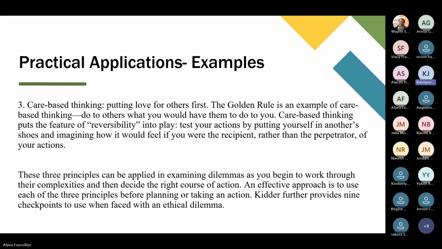So care-based thinking puts the feature of reversibility into play. Test your actions by putting yourself in another's shoes and imagining how it would feel if you were the recipient rather than the perpetrator of your actions. These three principles can be applied in examining dilemmas as you begin to work through their complexities, and then you decide the right course of action. An effective approach is to use each of these three principles before planning or taking an action. KIDA further provides 9 checkpoints to use when faced with an ethical dilemma.